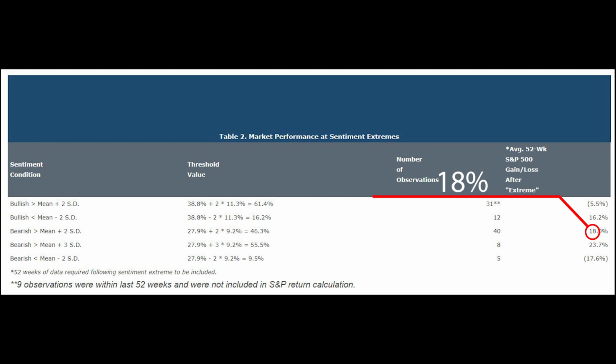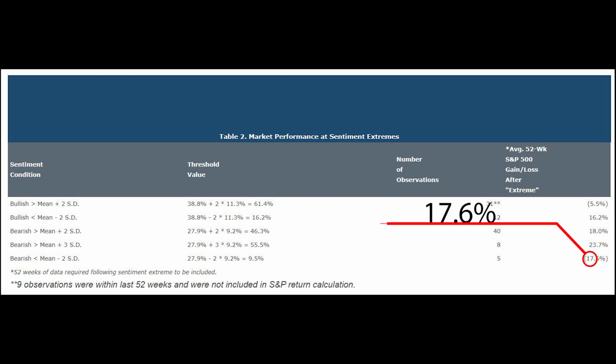Raising the bar even further, they found 8 times when bearish sentiment was 3 standard deviations above the mean, that's greater than 55.5%, the results were even more remarkable, with an average 1-year gain in the S&P of 23.7%. And lastly, they examined the market's direction when the bearish sentiment was 2 standard deviations below the mean, less than 9.5%. This happened 5 times, with an average decline in the S&P of 17.6% over the next 12 months.